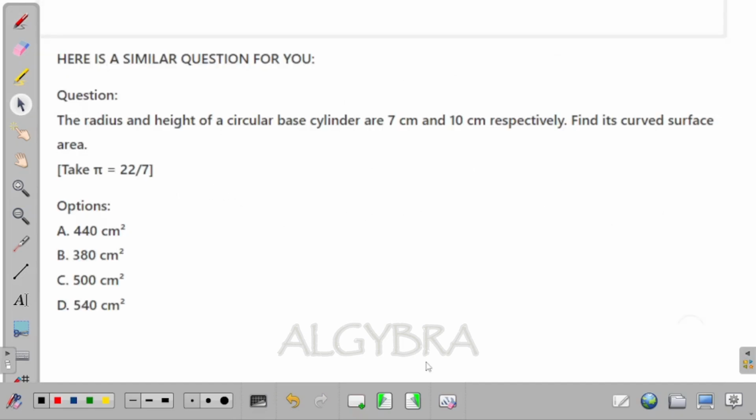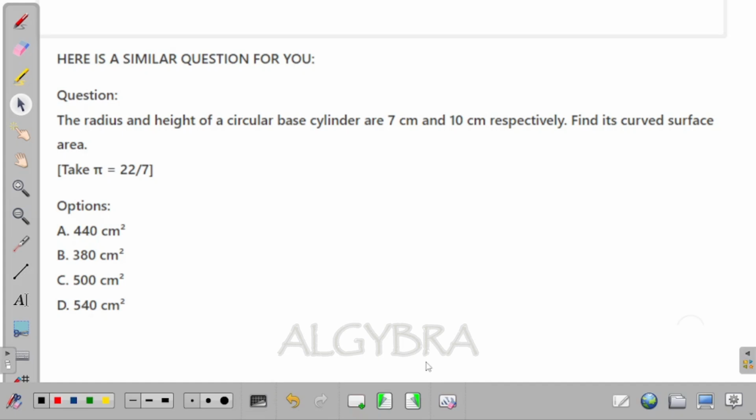So based on what you learned in this video now, here's a similar question for you. It says, the radius and height of a circular base cylinder are 7 centimeter and 10 centimeter respectively. Find its curved surface area, taking pi as 22/7.